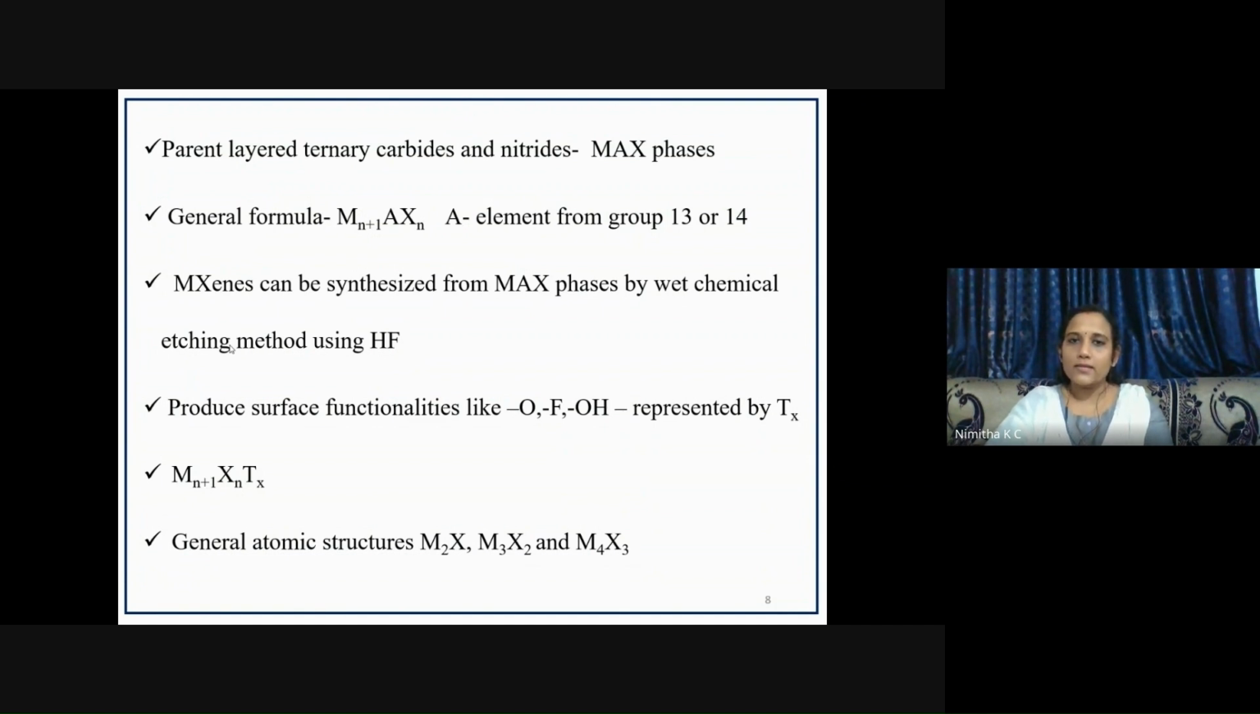So the synthesis of MXenes from their parent MAX phases is actually carried out using a method which is called wet chemical etching method. A suitable etchant like hydrofluoric acid is being utilized for the purpose. The synthesis of MXenes from their corresponding MAX phases produces surface functionalities like oxygen, F, OH, etc. on the surface of MXene, which can be generally represented as Tx. So the more convenient method to represent an MXene is Mn+1XnTx. There are several kinds of atomic structures of MXenes like M2X, M3X2, M4X3, etc.